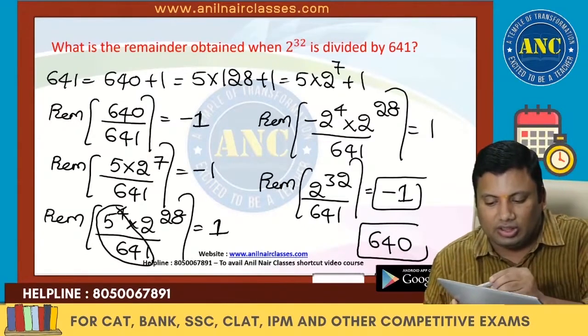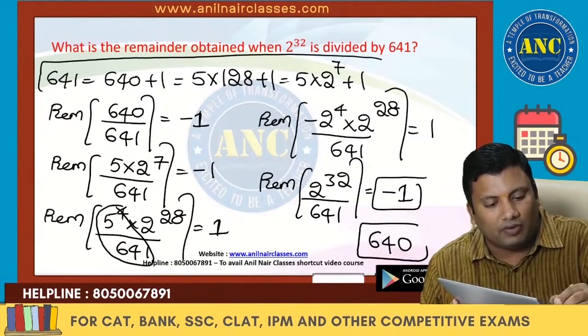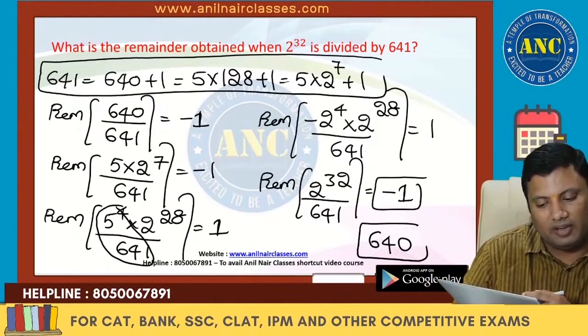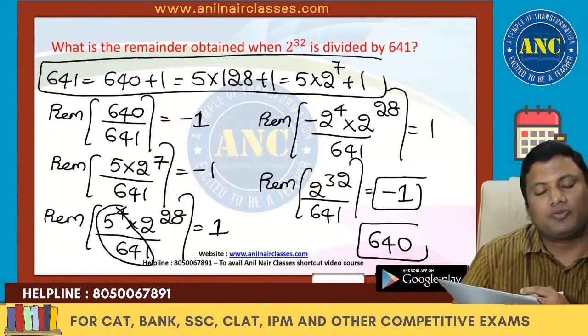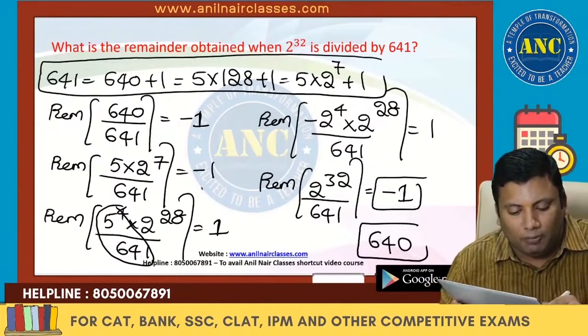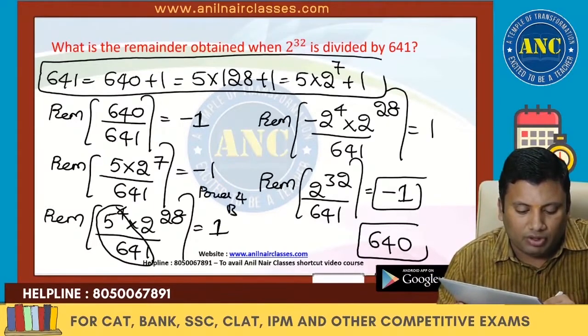641 is nothing but 5 into 128 plus 1. So 640 divided by 641 is minus 1. 640 is 5 into 2 power 7. So I did power 4 on both the sides.